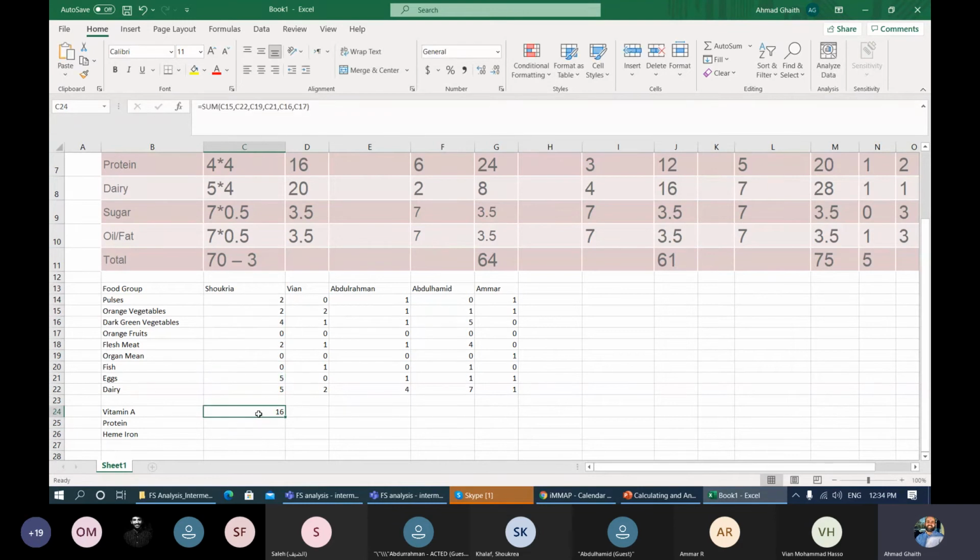So we see that shukriya has a score of 16. Bravo, shukriya. And then we can pull it across also, and we get everybody's score. So shukriya, you're in the lead, vitamin A. And then for protein, which ones will we add?